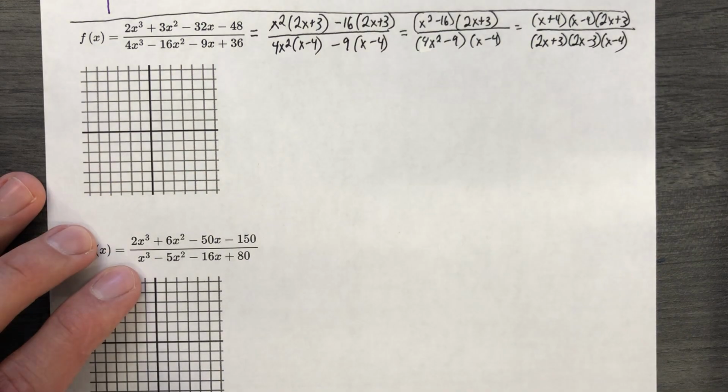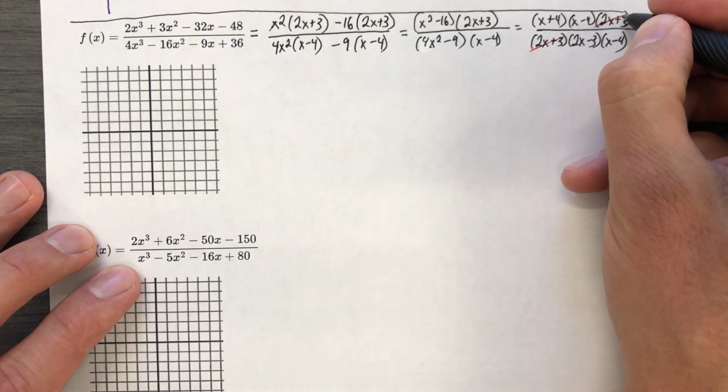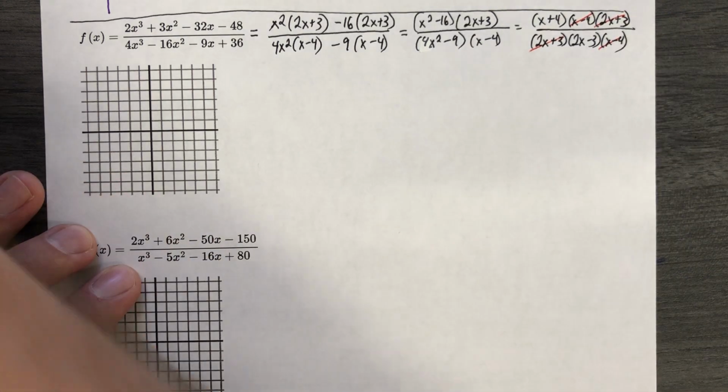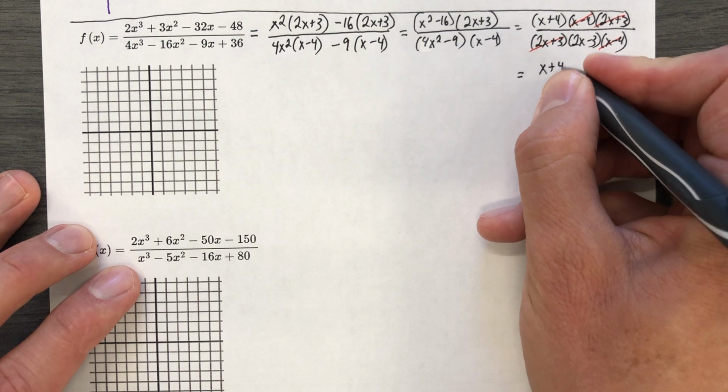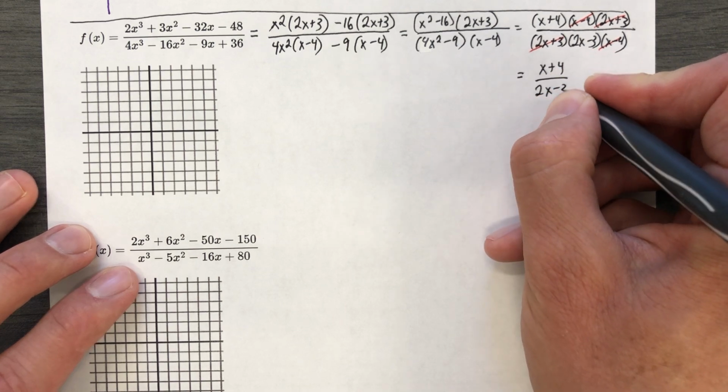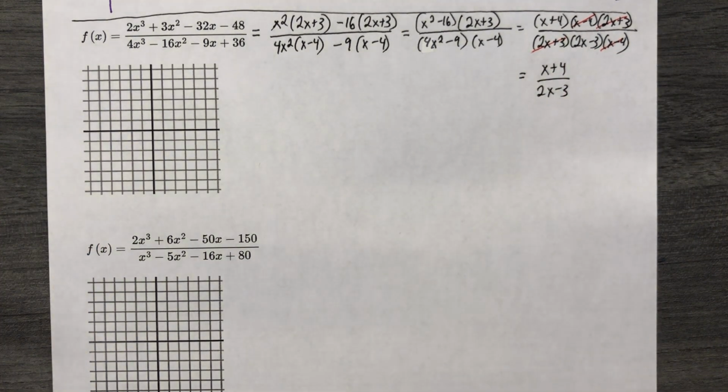Oh, do you see what's about to happen? Cancel, cancel, cancel, cancel. One more step. The final reduced form is x plus 4 over 2x minus 3. Hopefully you tried that on your own, he said at the end.